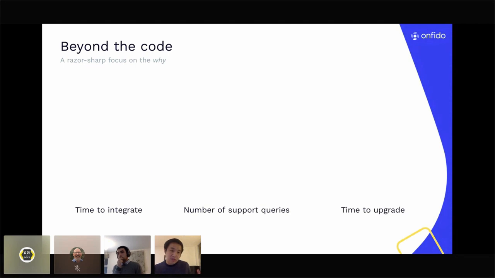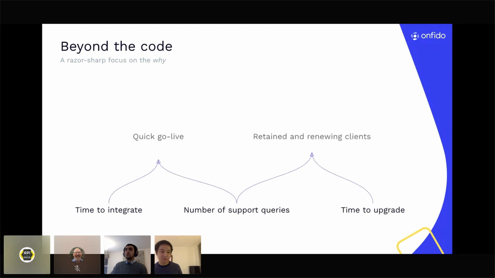So all of these need to support business objectives. So building great documentation, building great guides, building great API design would, for example, here help reduce the time to integrate, reduce the number of support queries we receive, or reduce the time to upgrade to a new version. Those are business outcomes. These business outcomes lead to higher level business outcomes.